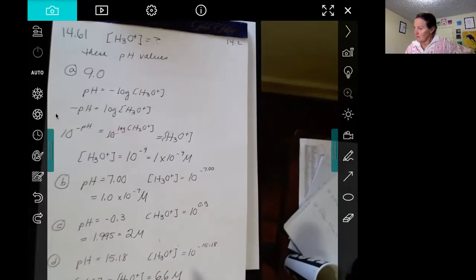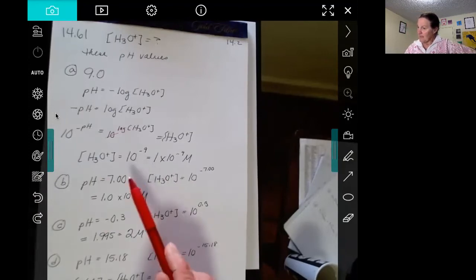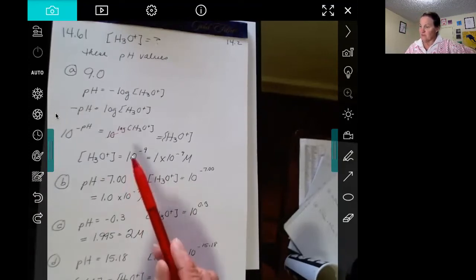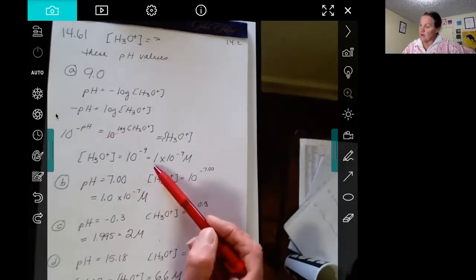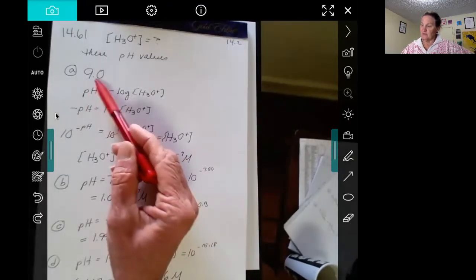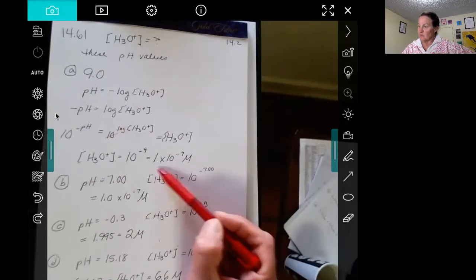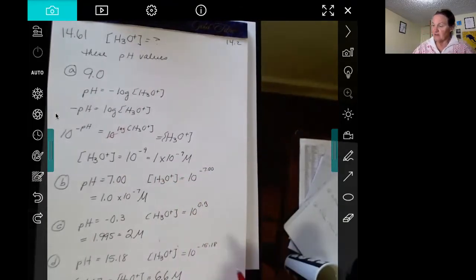So for A, it gives us a pH of 9.0. So it's going to be 10 to the minus 9 for the hydronium ion concentration. We only have 1 sig fig because there is 1 digit to the right of the decimal. So 1 times 10 to the minus 9 is the concentration of the hydronium ion in molarity.